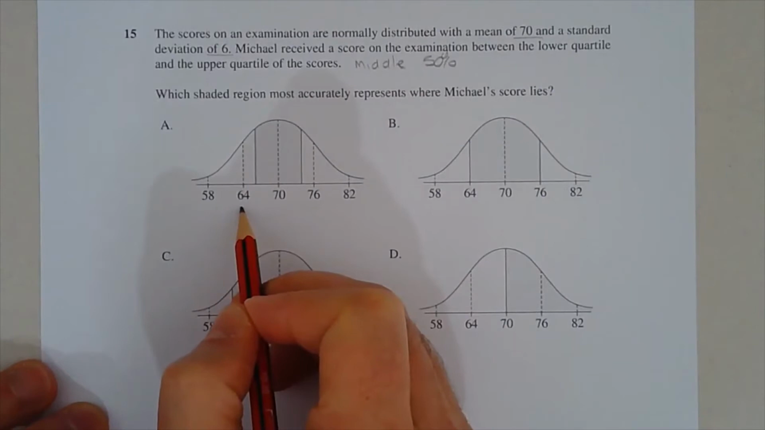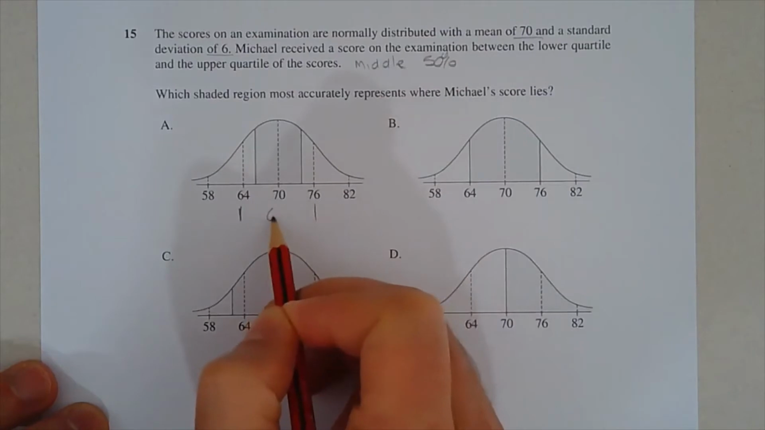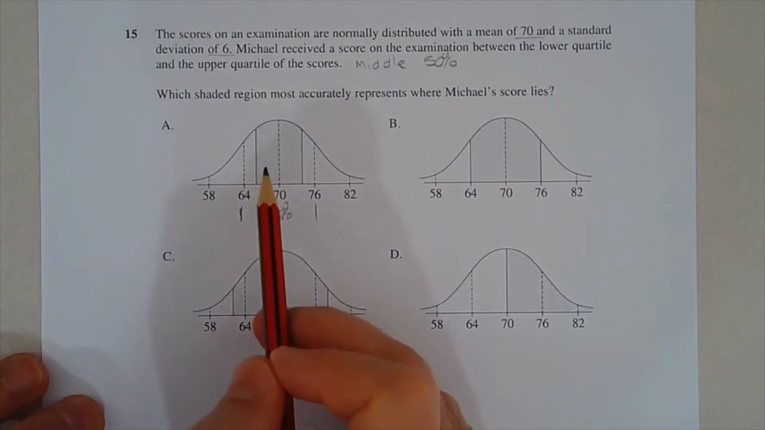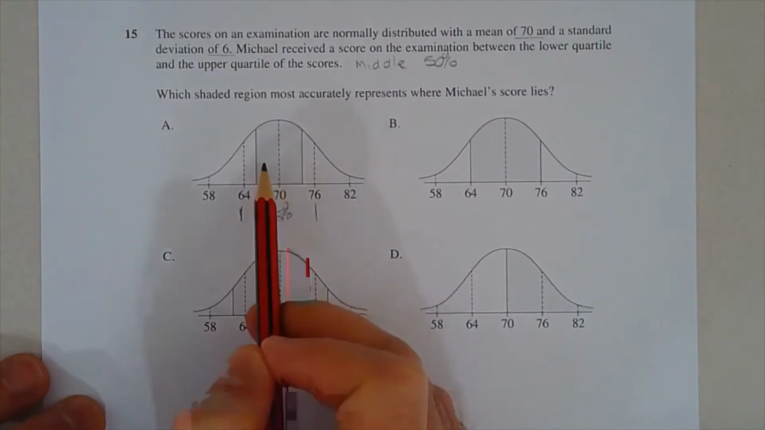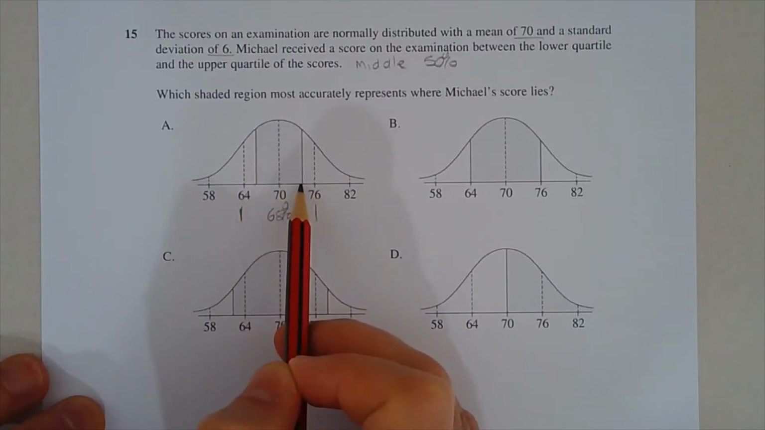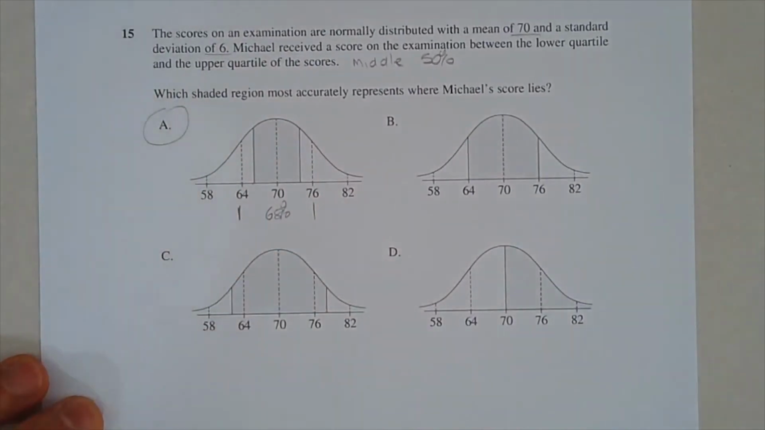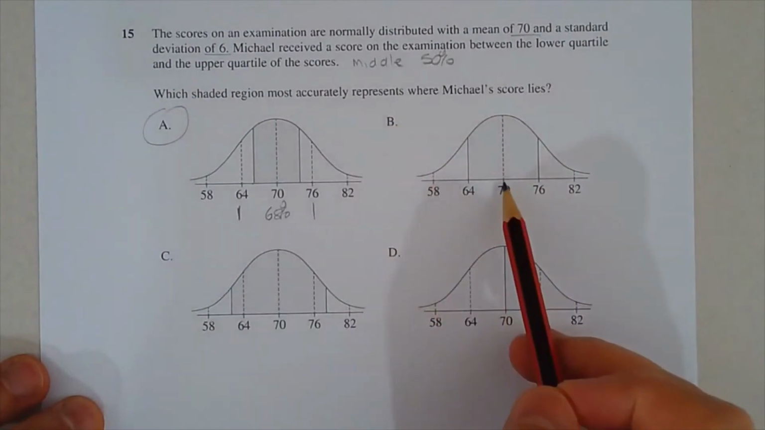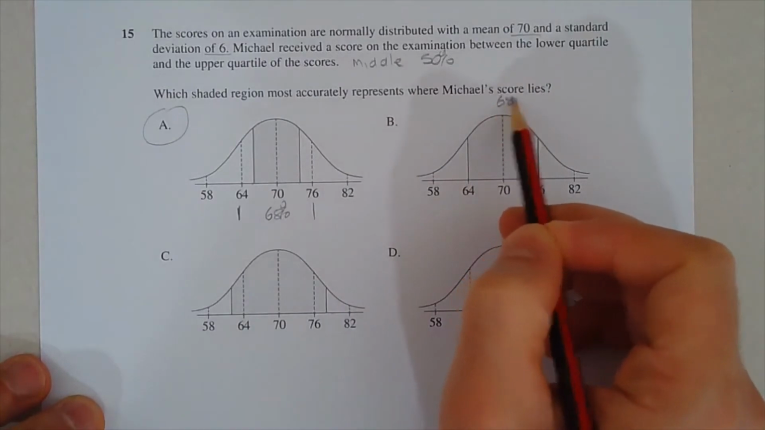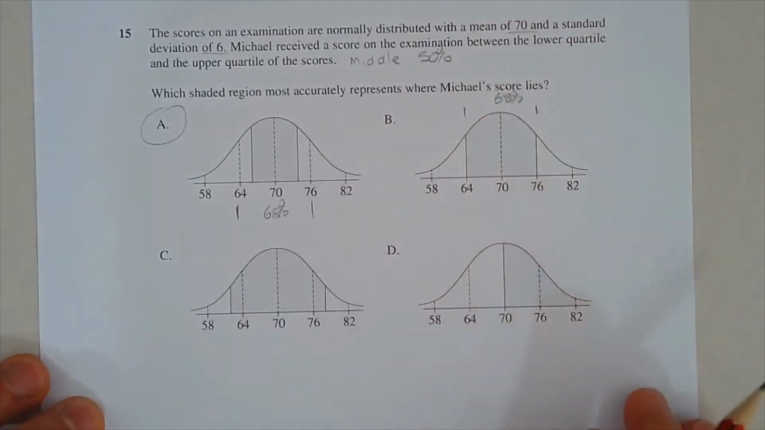So for example, let's have a look at option A. Between 64 and 76 is 68% of the scores. But Michael achieved a mark in the middle 50%, which should be inside 64. So it should be greater than 64, but less than 76. So it looks like option A is in fact the correct answer. Just while we have some time, let's have a look at option B. Option B is incorrect because from 64 to 76, this is 68%. Again, 68% of the scores lie between here and here.